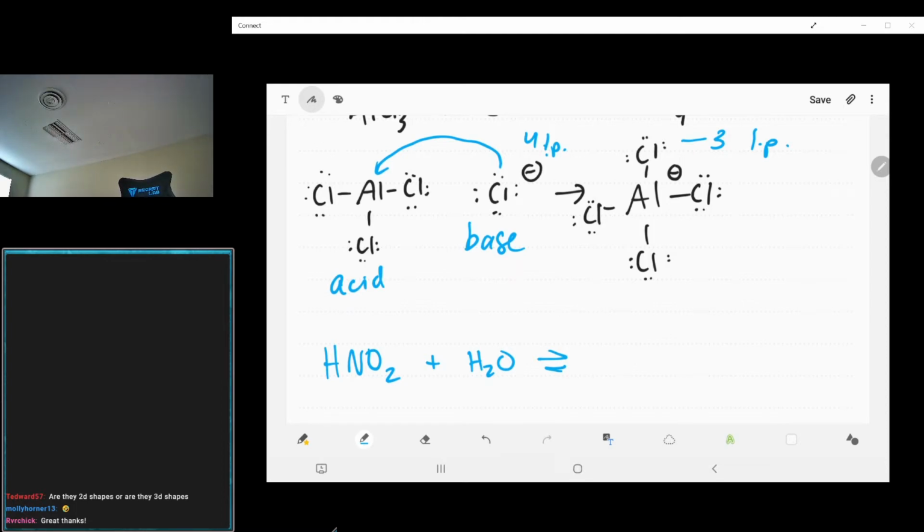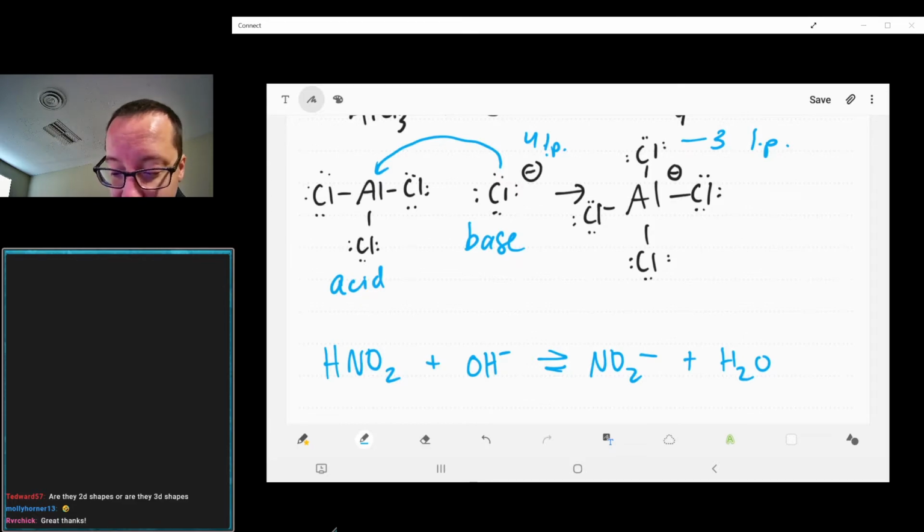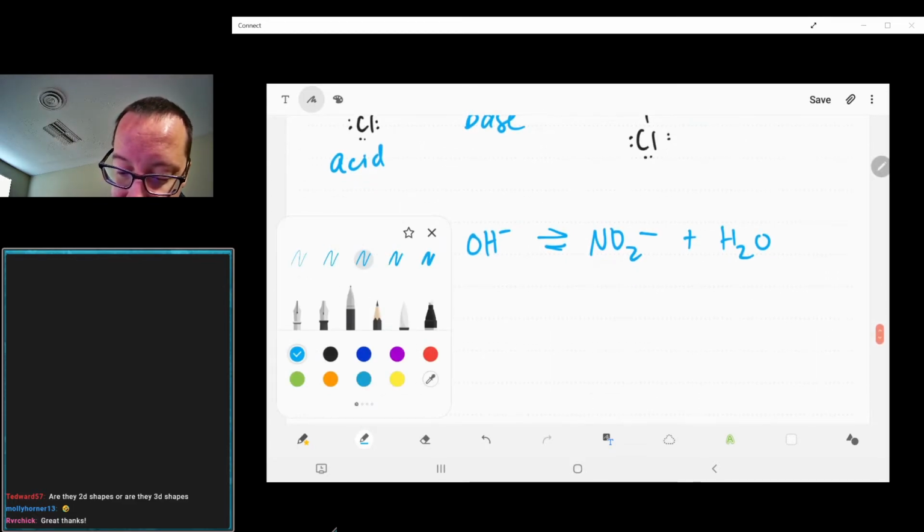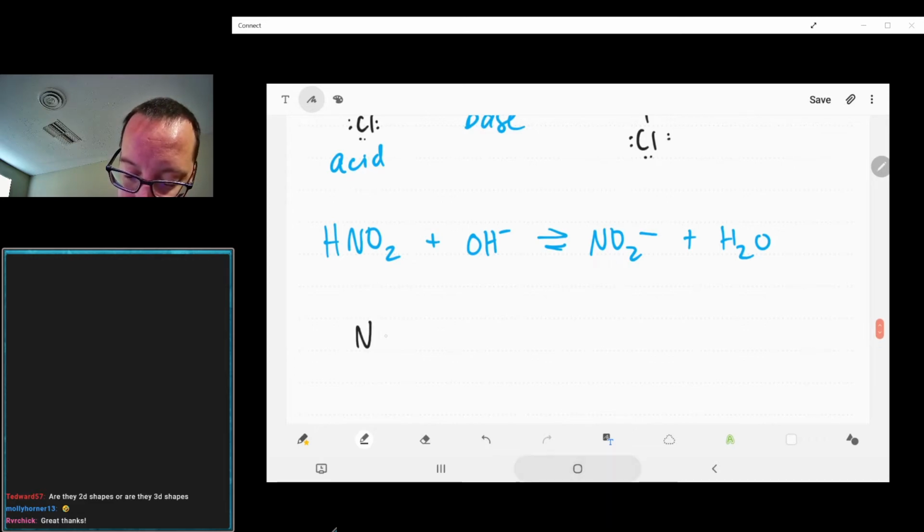This is going to become nitrite and... I'm sorry, this is OH minus. Right now we can already see what the Bronsted acids and bases are. We can see nitrous acid is losing a proton, therefore it's an acid. But let's look at it in terms of Lewis stuff. So, nitrous acid here. What are we going to have with this? Oh, I really should not draw it that way. There we go.